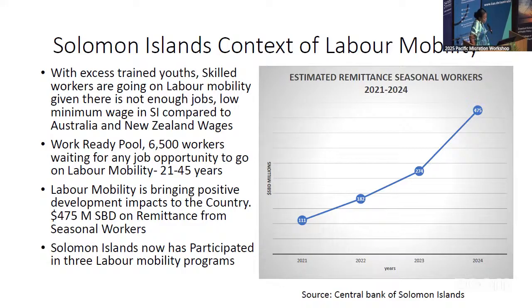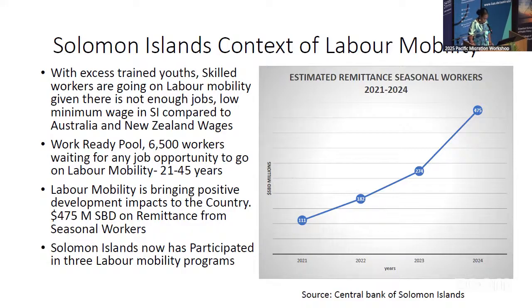In terms of economic development, last year our central bank recorded a total of $475 million SBD. This is just remittance from our seasonal workers, which is a big increase. You can see on the graph, this is a big increase from 2021.